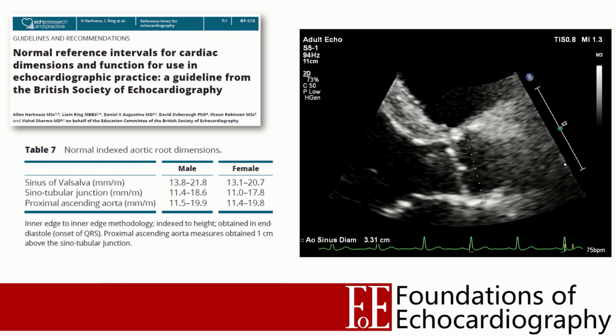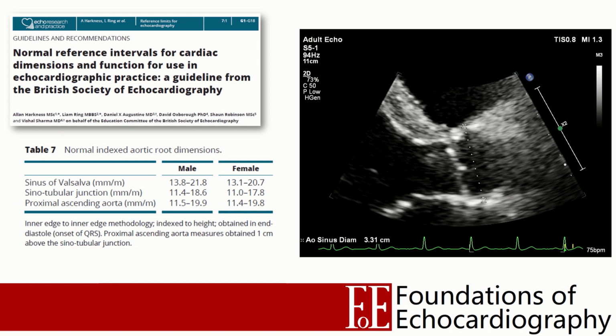Finally, for this lecture, I'd like to consider how we assess the size of the aortic root. So in a comprehensive study, we'll measure the root in a number of locations, and the current 2020 BSE guidelines give us some normal reference ranges that have been indexed to patient height. In the still image, we can see a single measurement's been made across the widest part of a root, the sinus of Valsalva.